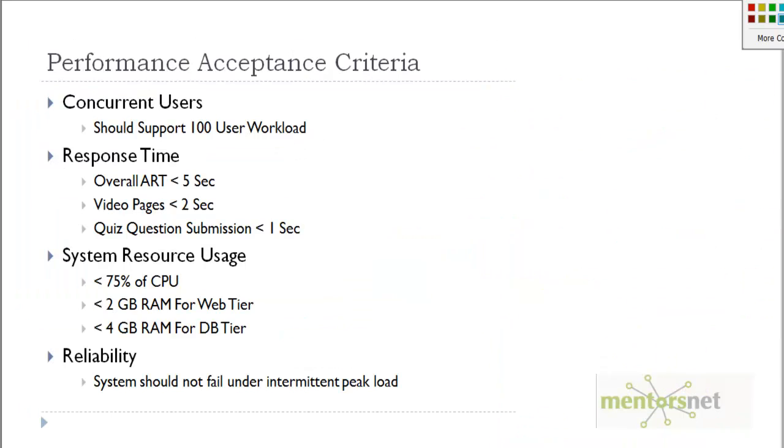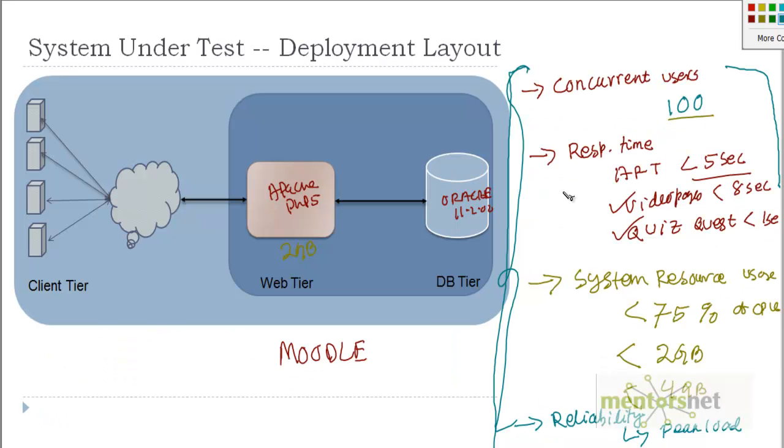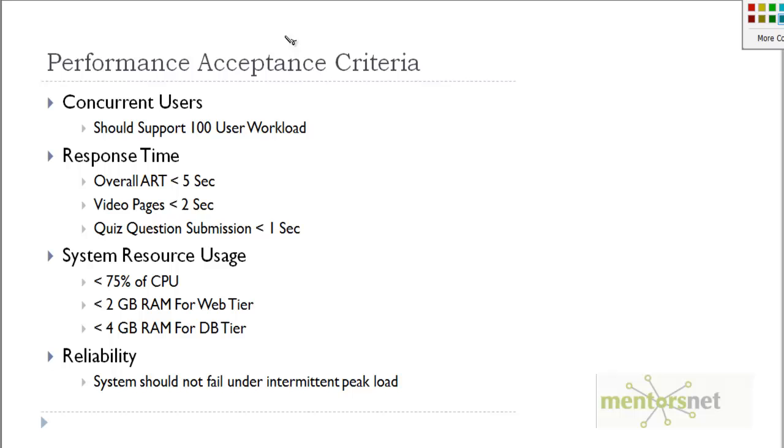Whatever I explained on this page, I have formally written down. All of those things are numbers. Everywhere you see numbers. That is what quantification means. Don't tell me fast. Tell me a number that is acceptable, and above that is not acceptable. So this is the performance criteria that we define for our project.